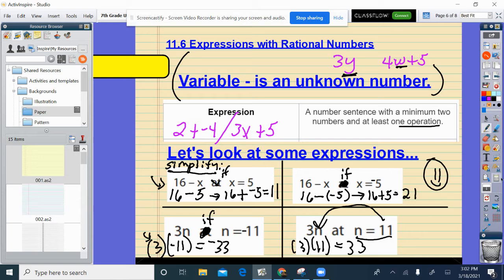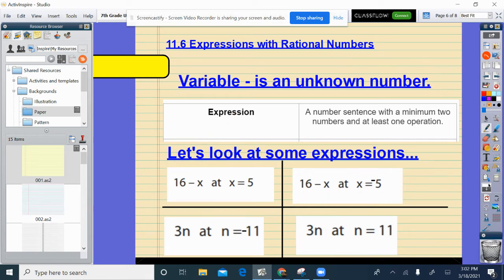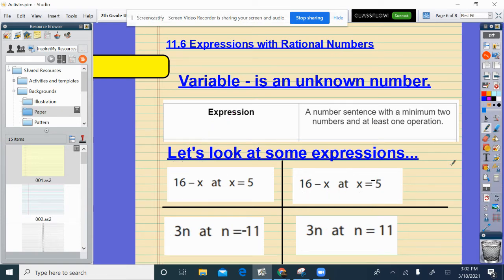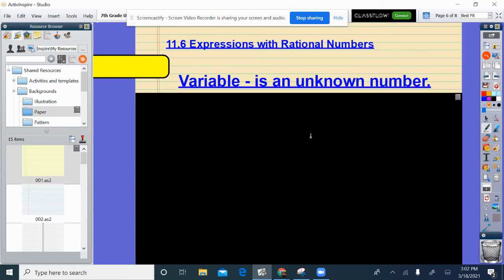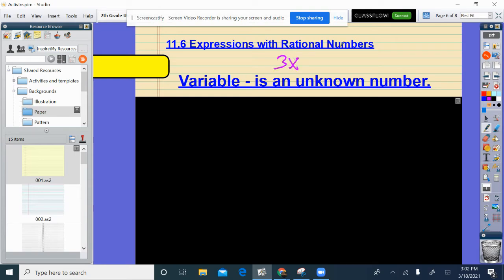Okay, so here we're talking about expressions today. And when we talk about expressions, one place to start is a variable. We're going to be using that word a lot, and you've been using that word a lot in your other math classes for a couple of years now. A variable is an unknown number. For example, if I had 3x or 4w or y plus 5, all these letters represent unknown numbers.